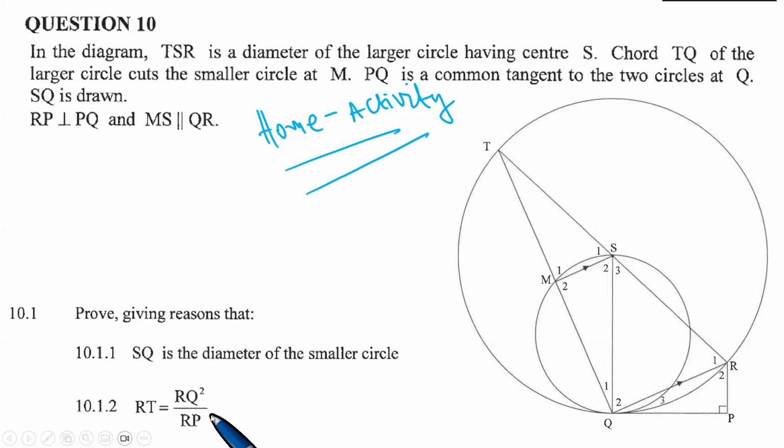RT is RQ squared over RP. Anyhow, this one is your home activity there. So think about it, okay? We're going to spend some time discussing these things moving forward. But we'll also have science to discuss tomorrow.